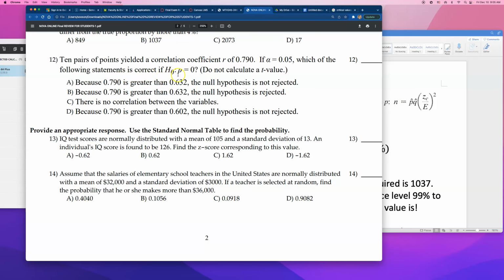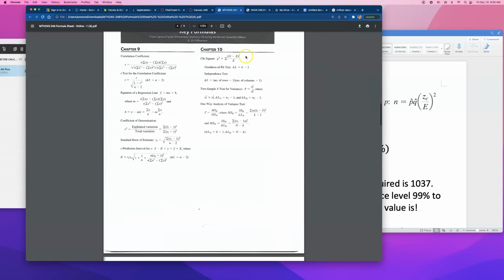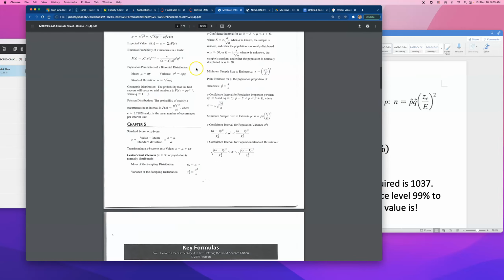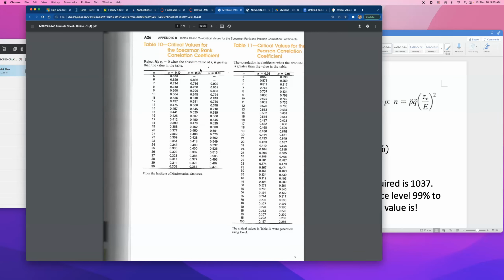If H naught assumes that rho equals 0, do not calculate a t-value. So how could we make that decision? It looks like we just have to read the number off the table. Now remember in Chapter 9, your last module, Module 8, the table, the formula sheet for your final exam also has that table on page number 8. So we're using this table 11, critical values for the Pearson correlation coefficient.